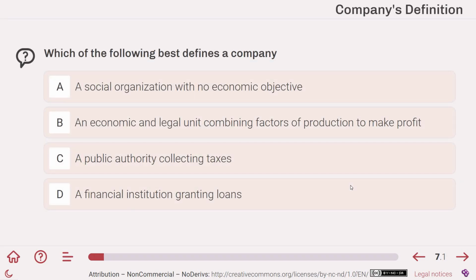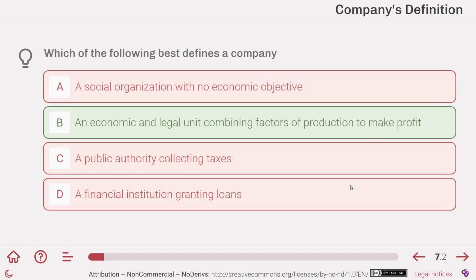So here is a question to test your understanding. Which of the following best defines the company? A, a social organization with no economic objective. B, an economic and legal unit combining factors of production to make profit. C, public authorities collecting taxes. D, a financial institution granting loans. The correct answer is B. A company is an economic and legal unit combining factors of production to make a profit.